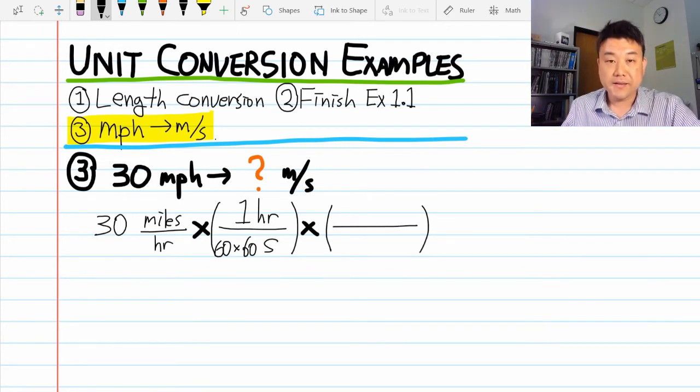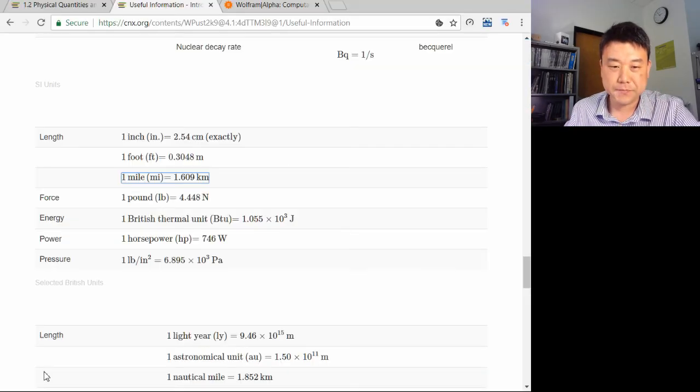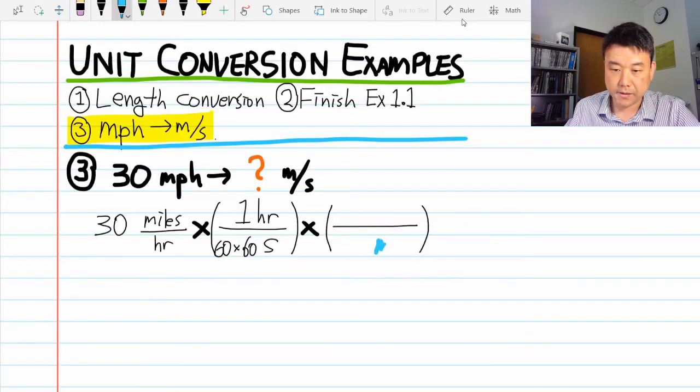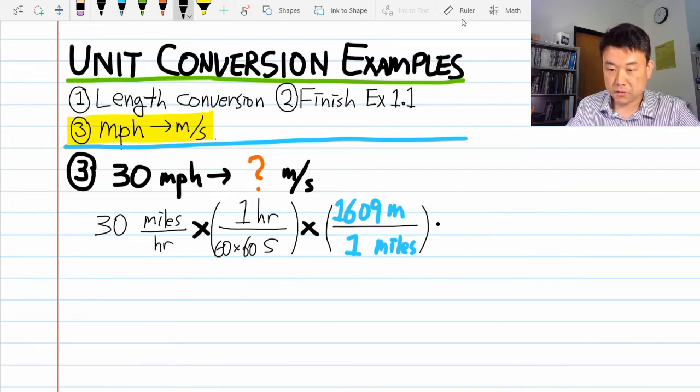All right. And I need the miles to meters conversion, which once again, I never have memorized, so I'll need to look it up. Under useful information, 1 mile is 1.609 kilometers, or in meters, 1,609 meters. So let me write that: miles on the denominator to cancel out miles on the numerator, meters on top to get meters. So 1 mile is equal to 1,609 meters.